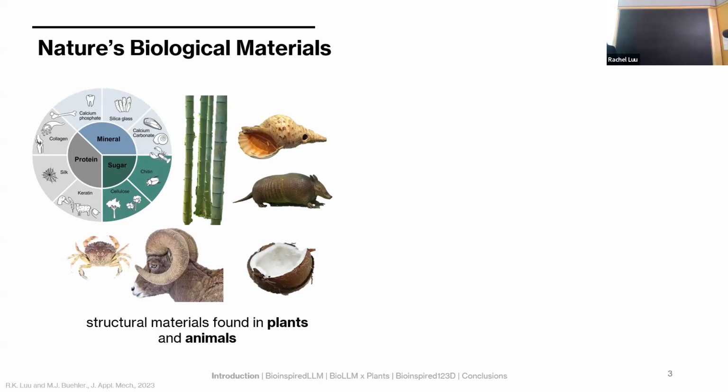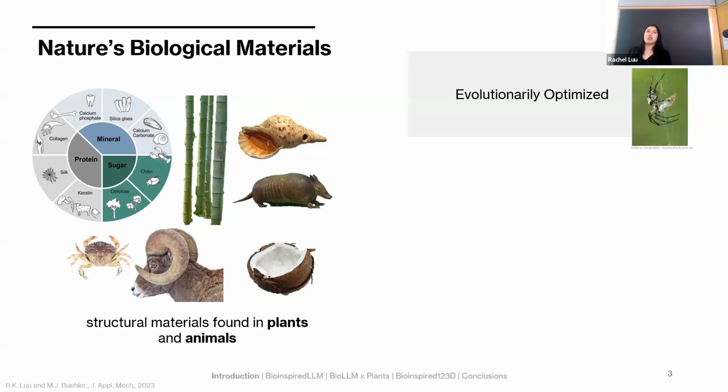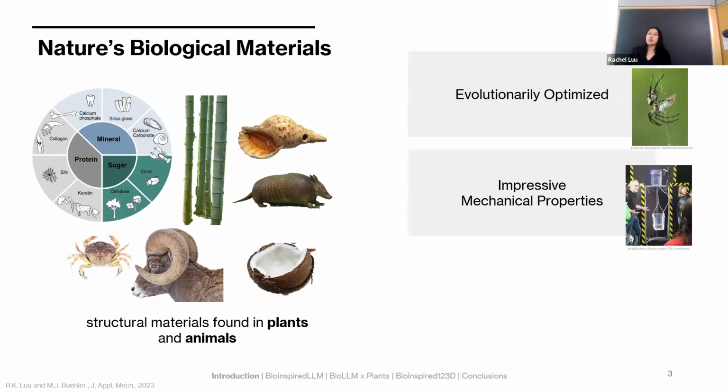So biological materials are structural natural materials that are found often in nature. They're found in plants and animals, such as things like coconut shells, armadillo shells, bamboo. And the reason why we study these materials is because they are evolutionarily optimized. They have had billions of years to be optimized for survival. In the case of spider silk, this is a material that's heavily optimized for habitat building, capturing prey. And because of this optimization, they're particularly good at having these really interesting mechanical properties.